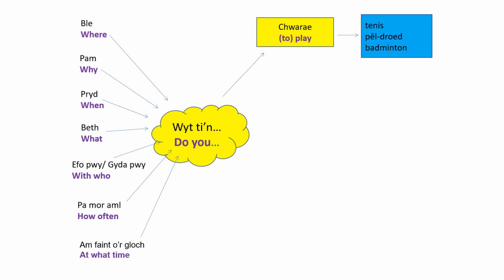You could then add another word. You could say Blair 18 chwarae tennis. You could say Beth 18 chwarae. Wouldn't work with a blue word there. You could say Pryd 18 chwarae pêl-droed. So when do you play football? Do you see how you're building up? So you're taking one word from the left, always use that 18 in the middle, then take a word from the yellow box and add a word from the blue box and you've got a longer question.